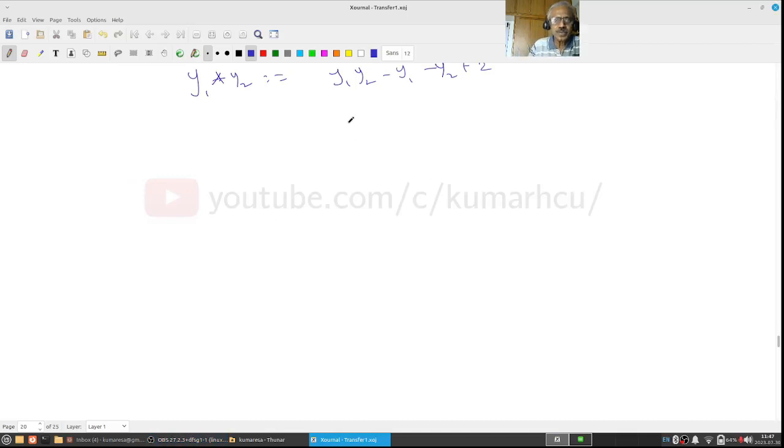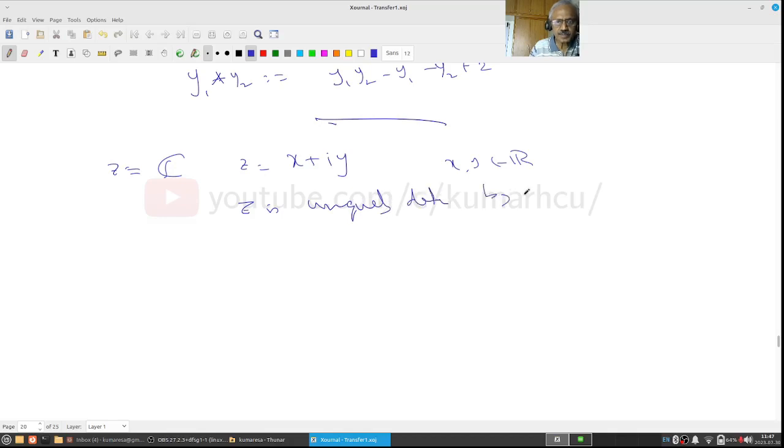Suppose let us look at complex numbers. From high school I know complex numbers are written as x plus iy, where x and y are real, and z is uniquely determined by the real part x, which is the real part of z, and y, which is the imaginary part of z. What does that mean? If you write x plus iy equal to a plus ib, these are equal if and only if x equals a and y equals b. This is the notation, right?